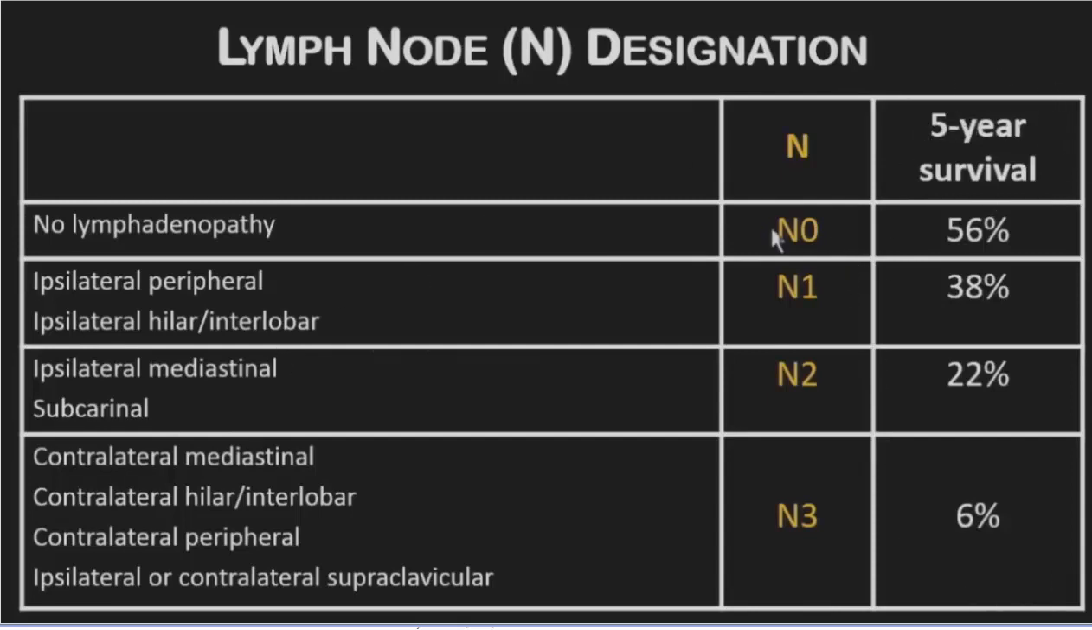So we'll start with the N1 disease, and this typically involves lymph nodes that are located within the ipsilateral hilum or the interlobar regions. N2 disease is subcarinal lymph nodes, or lymph nodes that are present within the mediastinum on the same side as the tumor. And N3 disease can be lymph nodes that are present within the contralateral mediastinum, the contralateral hilum, or the supraclavicular regions, regardless of side.